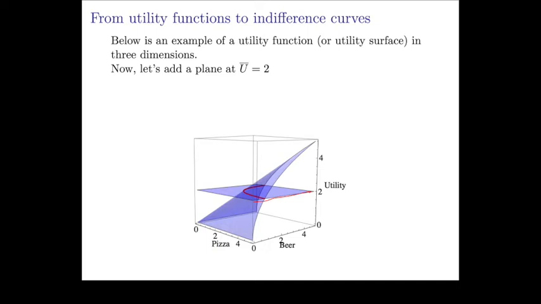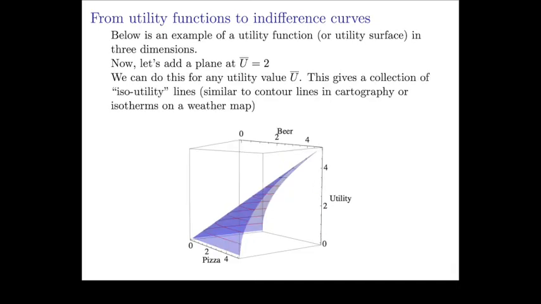And we see where this utility plane or utility surface cuts the plane. And it's along this curve here. And we do that at all different values of u bar. And we get all these different points of intersection between these horizontal planes and the utility surface.